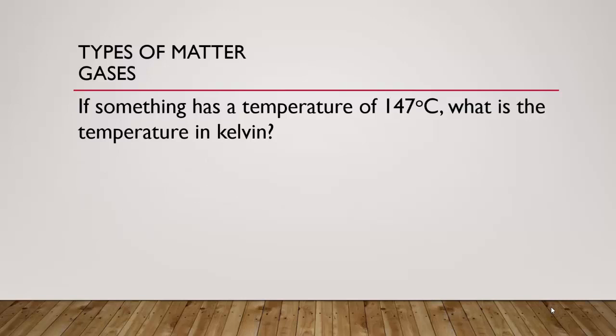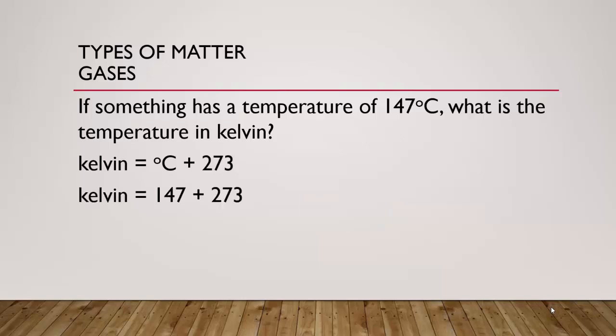So here's one for you. If something has a temperature of 147 degrees Celsius, what is the temperature in Kelvin? Go. And the correct answer is 420 Kelvin. How do we get that answer? We start with the basic expression. We plug in the 147 where it belongs, add them together, and you get 420 Kelvin. So 147 degrees Celsius equals 420 Kelvin.